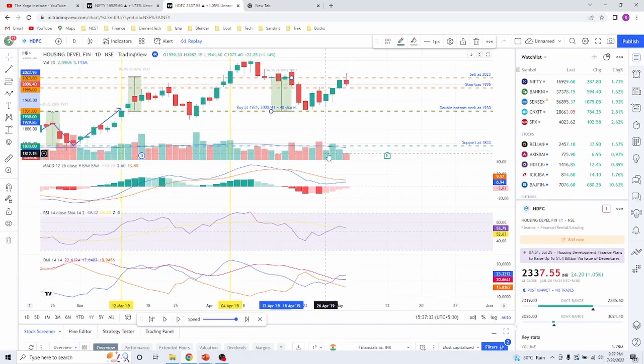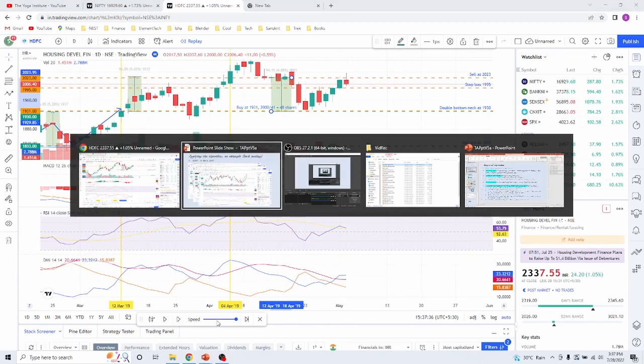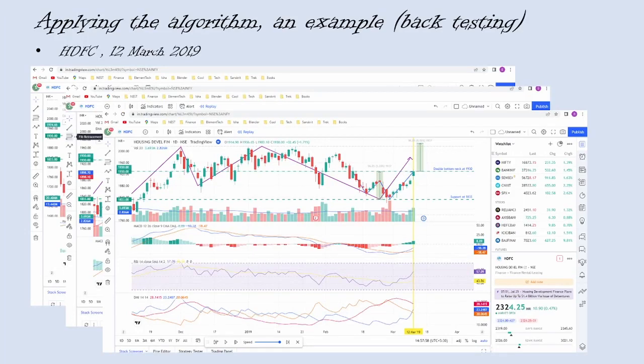Okay, so this way we have used this algorithm. Going back to the presentation, this way we have applied our algorithm and flowchart for taking a bullish trade. Okay, thanks, friends. We will continue in the next video.